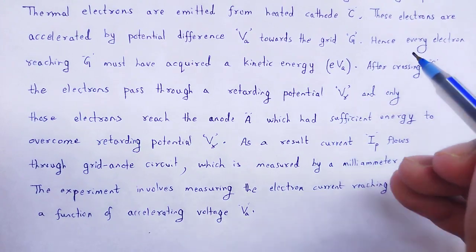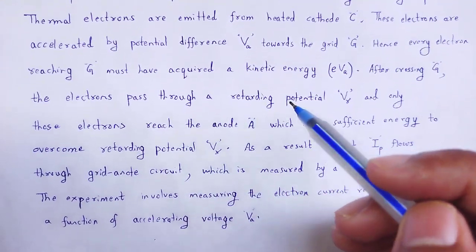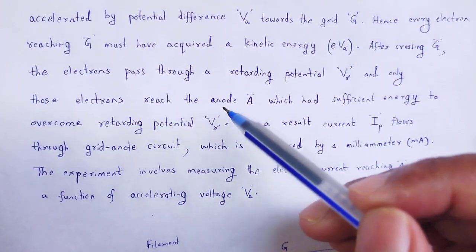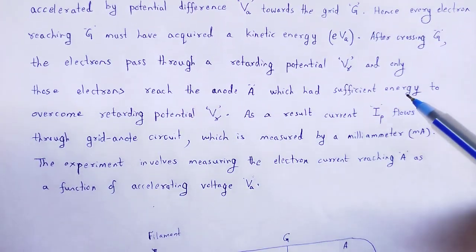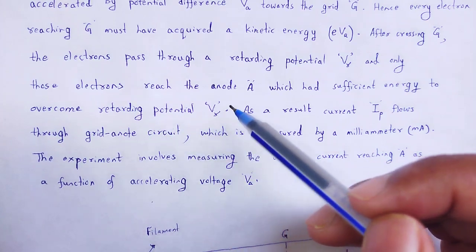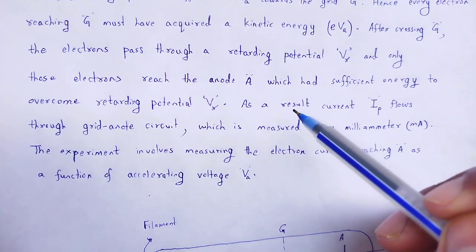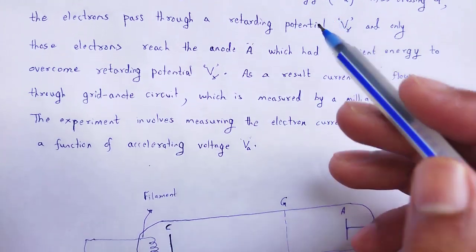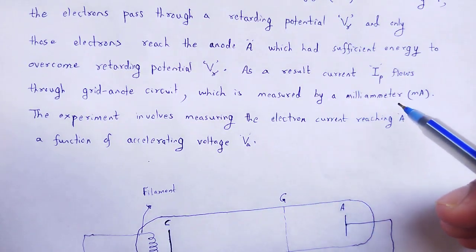After crossing G, the electrons pass through a retarding potential V_R, and only those electrons reach the anode A which have sufficient energy to overcome the retarding potential V_R. As a result, current I_P flows through the grid-anode circuit, which is measured by a milliammeter.